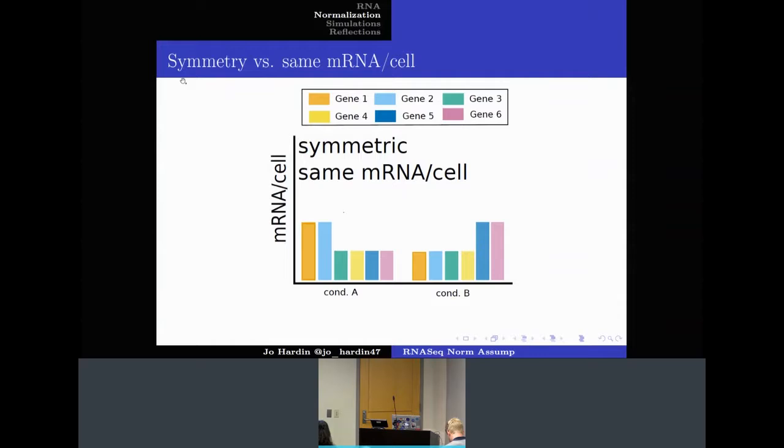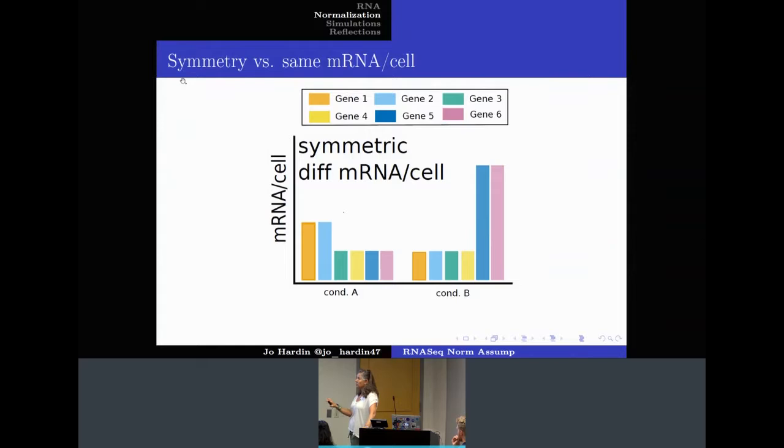Okay? So this is helping us differentiate the idea of the number of genes which are up and down, and that's where we're going to get to symmetry. Symmetry is the number of genes that are upregulated versus downregulated, and the other quantity is the amount of mRNA per cell. So just to make that more clear, here is symmetric: 2 are upregulated, 2 are not differentially expressed, and 2 are downregulated. So that's symmetric, but there's a different amount of mRNA per cell in this plot.